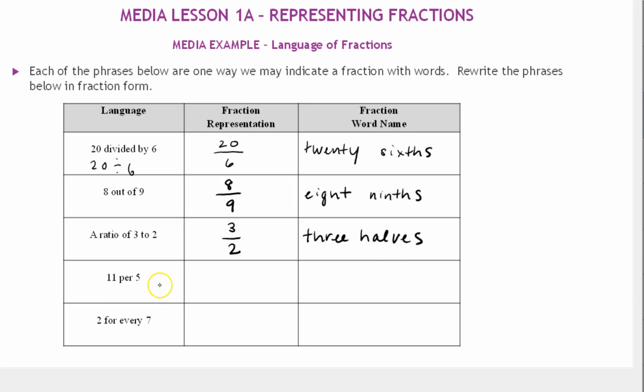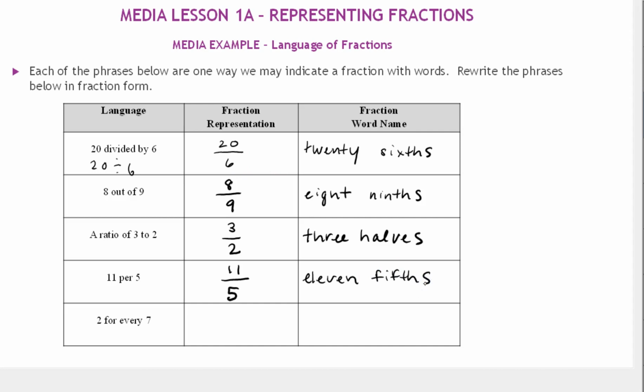Next, 11 per 5. So there we have the word per. This could be something like 11 miles per 5 hours. So per is another word that indicates fractions. And this would be 11 fifths.